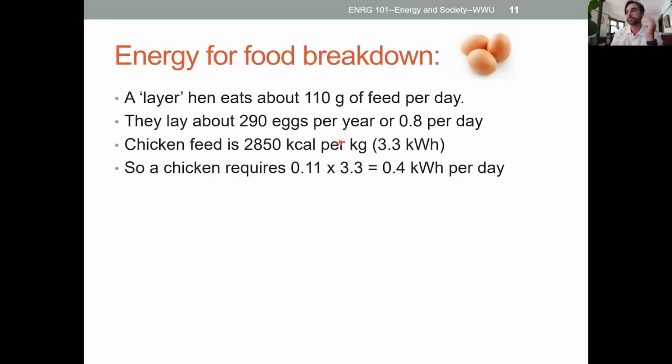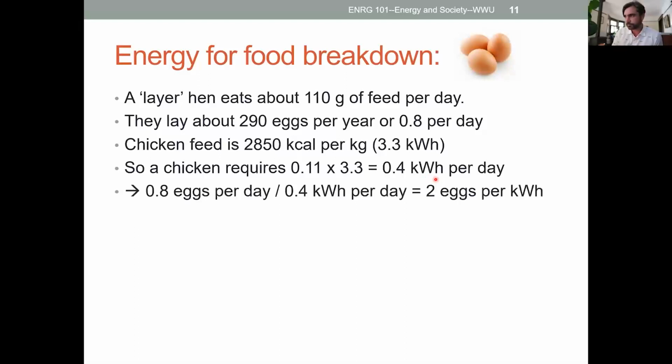How much does a chicken eat? A chicken requires 110 grams or 0.11 kilograms. Sorry about the units here. And so it's 0.4 kilowatt hours per day. So a chicken makes 0.8 eggs per day, and they require 0.4 kilowatt hours of feed per day. If you divide eggs per day over kilowatt hours per day, the days cancel, and we realize that 2 eggs are generated for every kilowatt hour of energy you put into a chicken. It's a factory. You put a kilowatt hour of energy into the chicken and 2 eggs come out the other end.